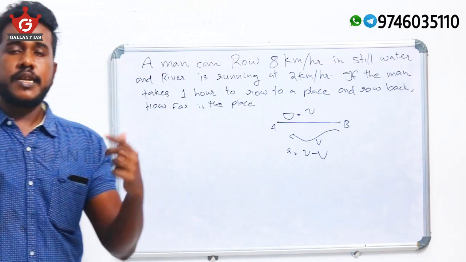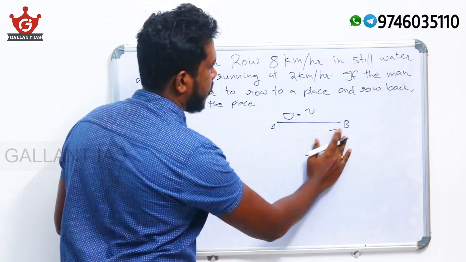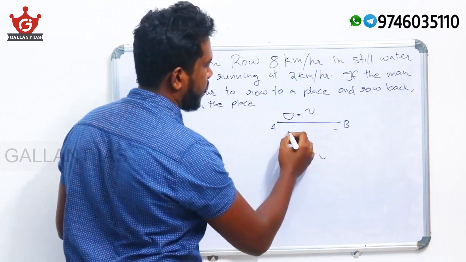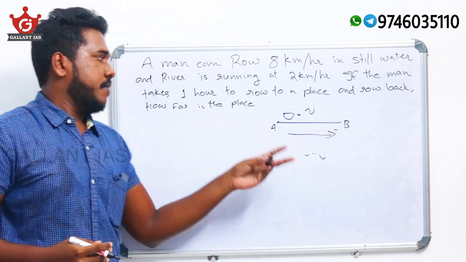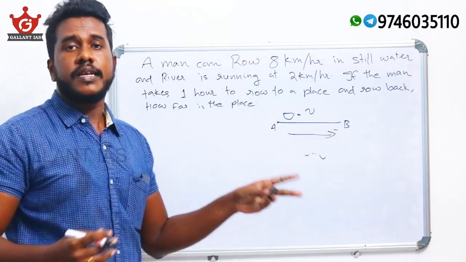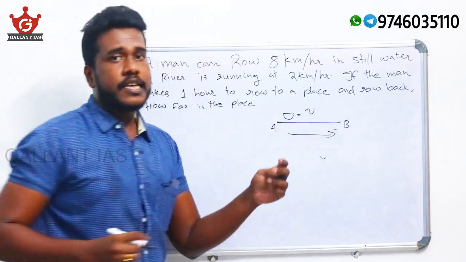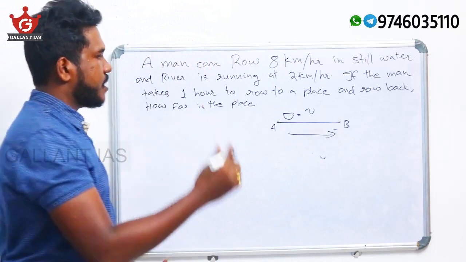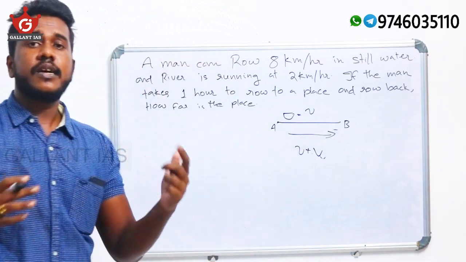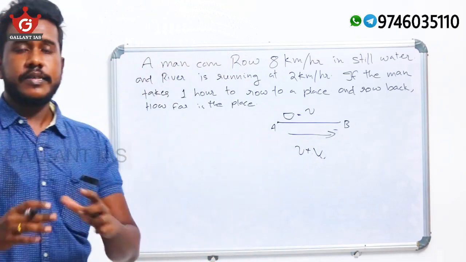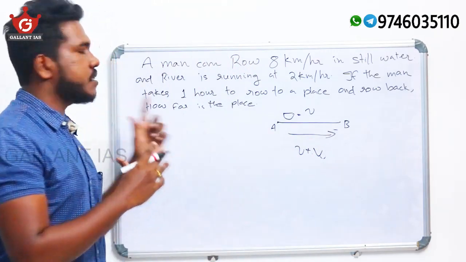Now let's study the downstream condition. Consider the river flowing from A to B and the boat also moving from A to B. The movement of the boat and the river is in the same direction, so the boat experiences an increase in speed. The resultant speed is U plus V. This condition is known as the downstream condition. The concept is very simple, so keep it in your mind, and now let's solve this question.